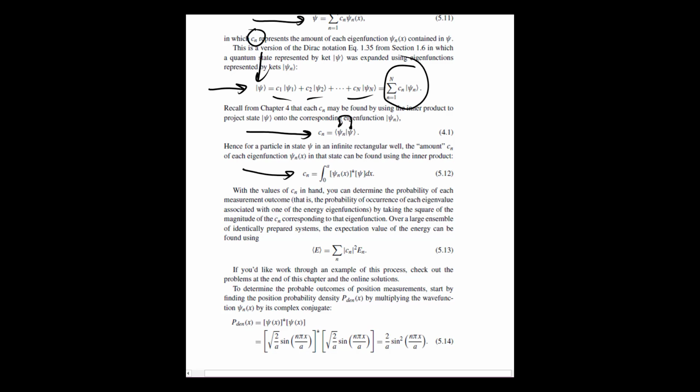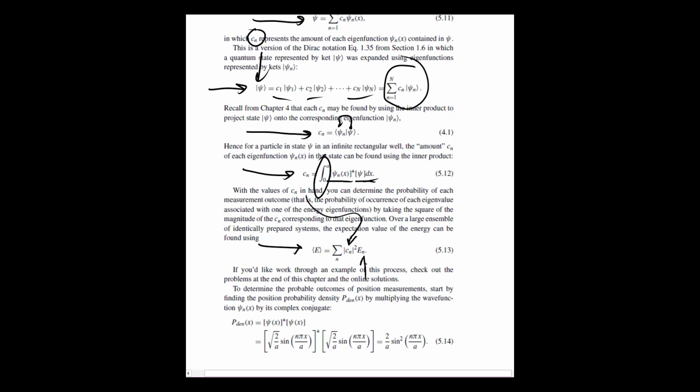The integral form of that is shown here, so if you have a function psi that is a combination of eigenfunctions, you can find out how much of each of those eigenfunctions is in psi by taking the complex conjugate of each one, multiplying it by psi, integrating, in this case, over the width of the well. Once you have those c sub n's, now you're able to find the expectation value of energy. Why? Because those c sub n squared determine the probability of each outcome.